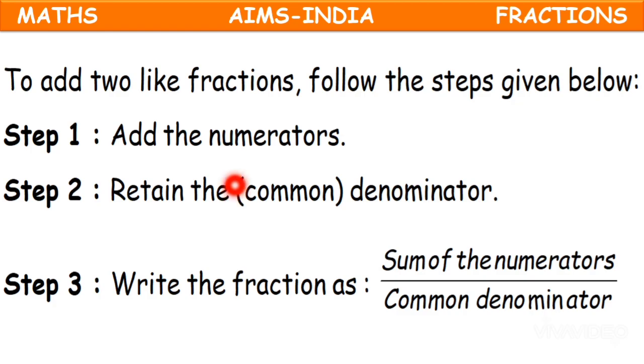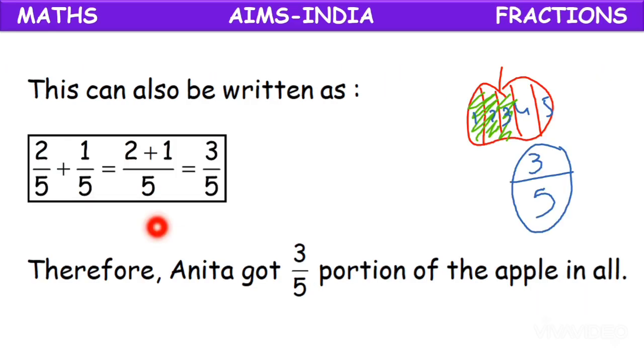Yes, what are the steps? To add two like fractions, add the numerators and retain the common denominator. See, we added our numerators. Retain means keep with us. We have to keep the common denominator. What is the common denominator? That is the same for both. 5 is the common denominator here. Yes, so we are keeping the 5 as it is.